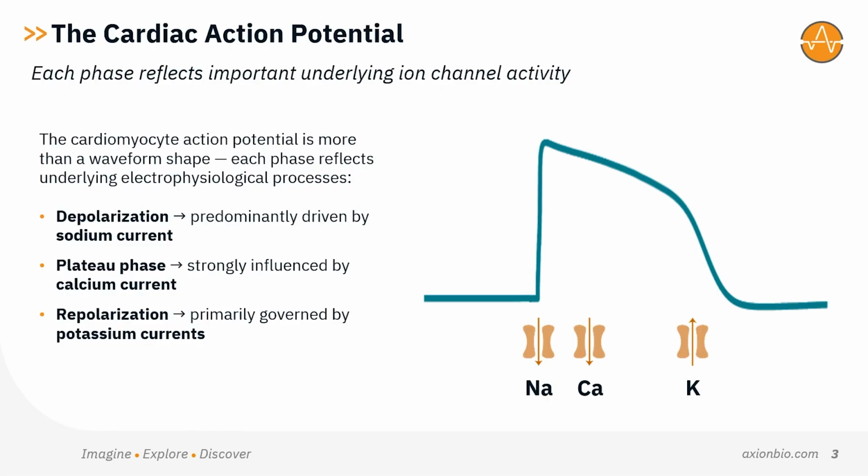This is why action potential morphology is valuable. When a compound affects sodium, calcium, or potassium channels, those effects often show up in different regions of the waveform. So when we measure the action potential shape, we gain insight not only about whether the cells are beating, but also how the underlying electrophysiology is changing.